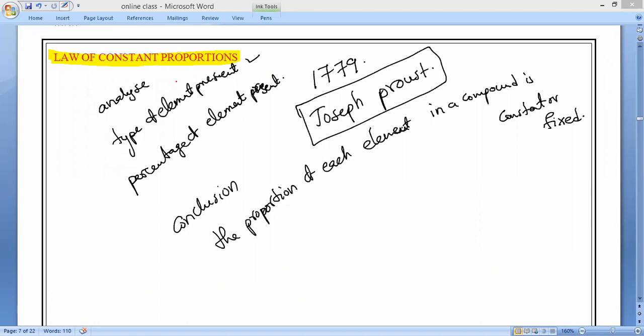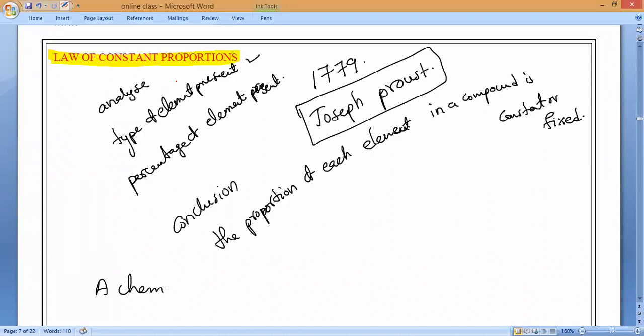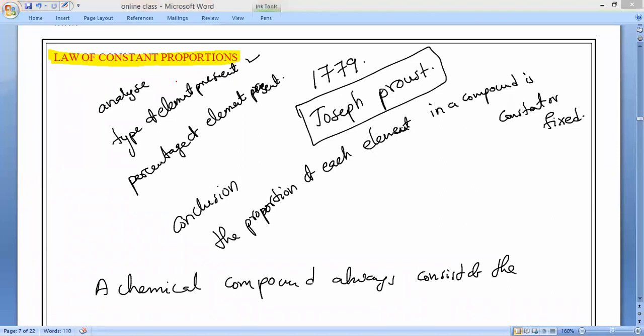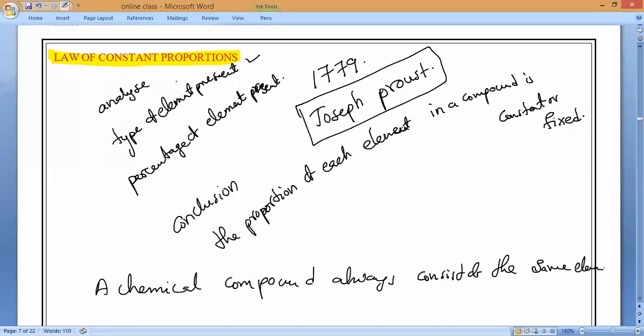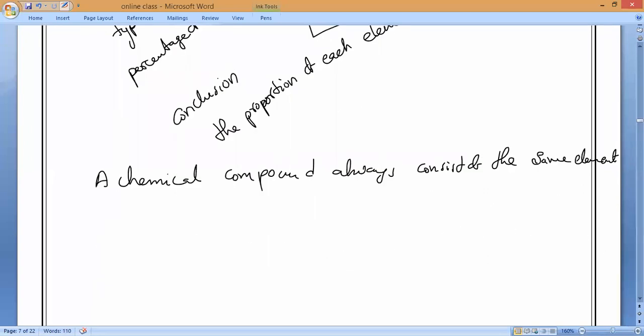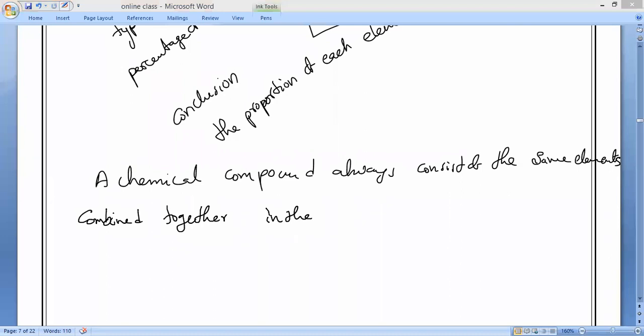Let us write. All of you write the law first. Very, very important. This is the definition you should write. A chemical compound always consists of the same elements combined together in the same proportion by mass.